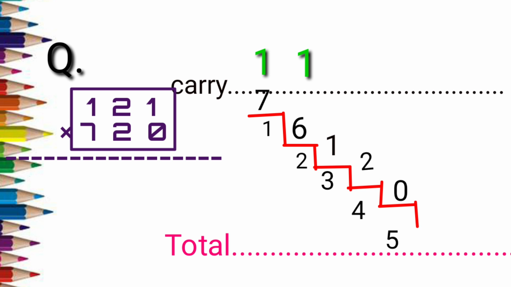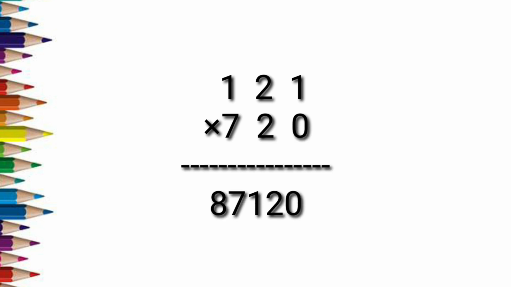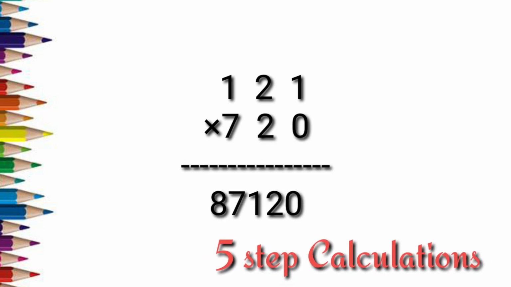So now in the total position we can add and write it. That is fifth position we have only 0, no carry. So the answer is 0. Fourth position only 2, no carry. So number will be 2. Third position we have only 1. So the number will be 1. Second position we have 6 and 1 as a carry. So 6 plus 1 is what? 7. And the last position, that is the very first position, we have 7 and a carry as 1. So 7 plus 1 is what? 8. See, I got the answer for 121 into 720 in just 5 simple steps. That is 8, 7, 1, 2, 0.